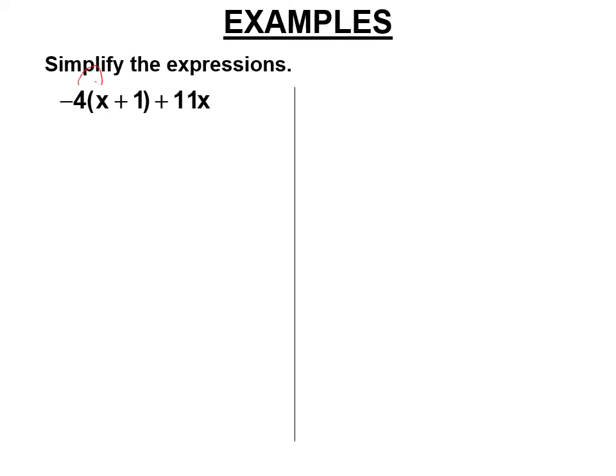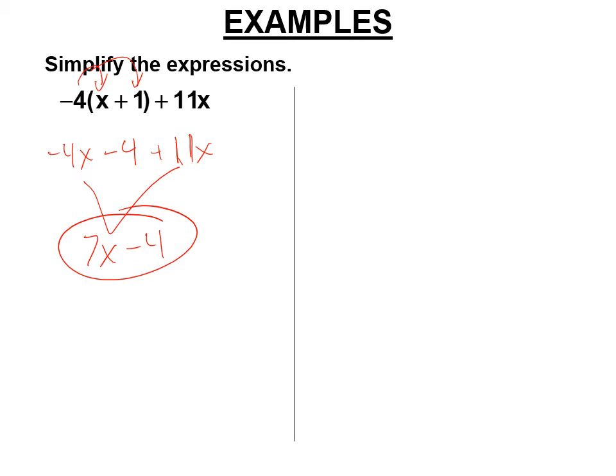Okay, -4 times x is -4x, -4 times 1 is -4, so we'll write that as -4. Now, we do not multiply the 11x, but can we stop there? No, because those are like terms. -4x plus 11x, 7x, 7x minus 4.